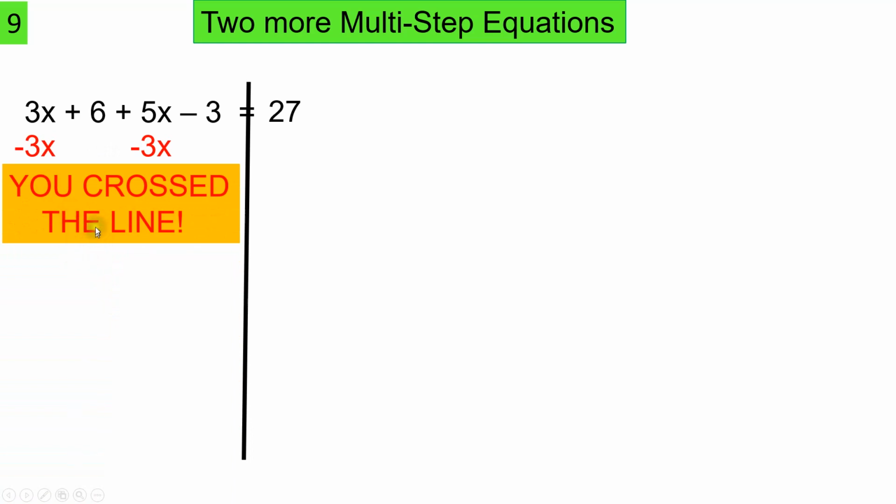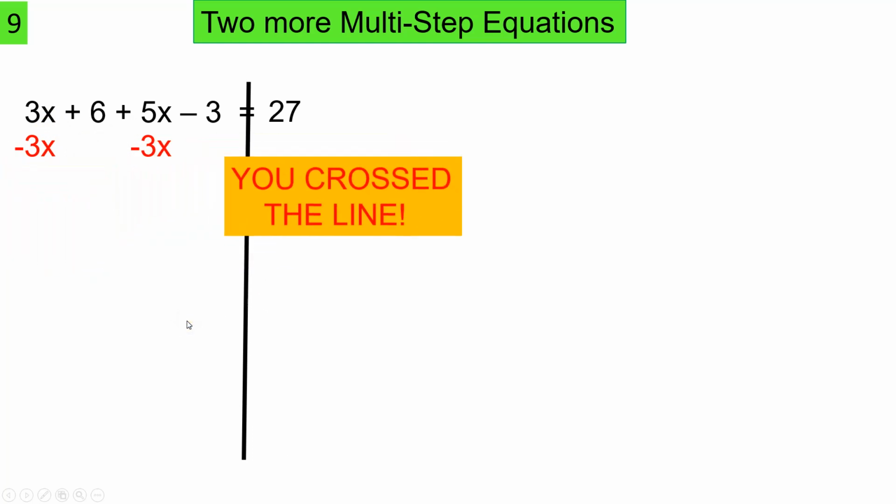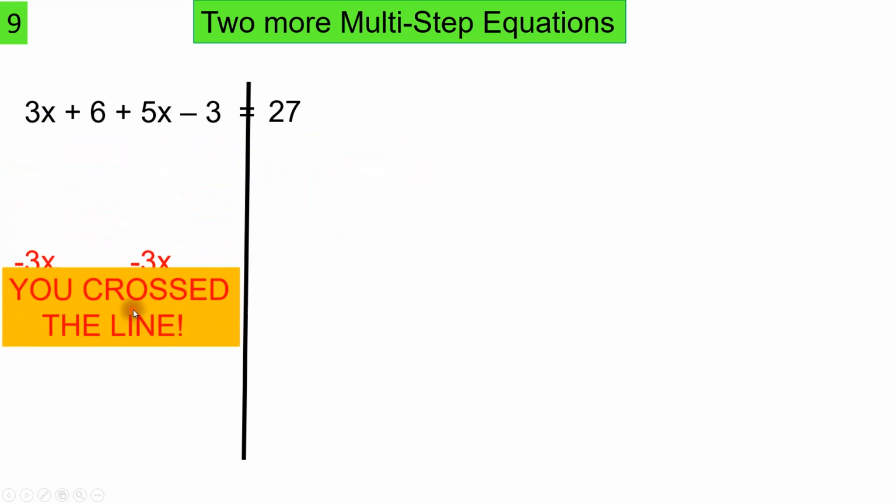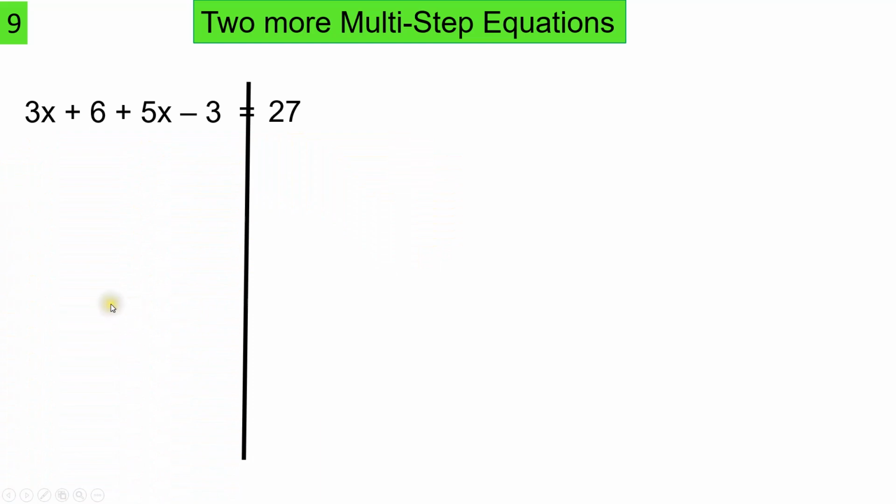Oh, you crossed the line. This guy isn't supposed to be over here. You're not supposed to get rid of the smallest guy on the same side. Oh no, this one would have to be over here. So you don't do this. You cross the line. Okay? Yeah. Get rid of it. Okay? So all you're going to do, if it's all on the same side, is do like terms.